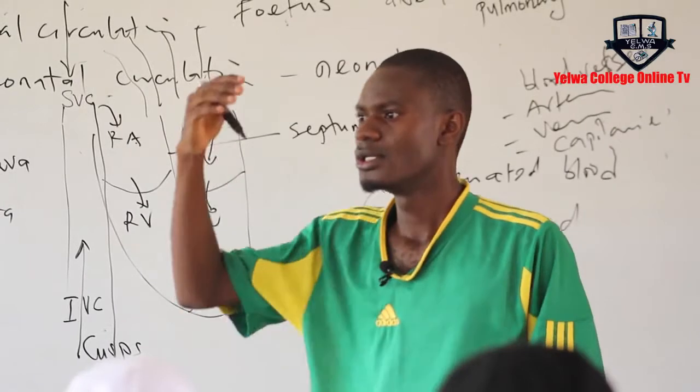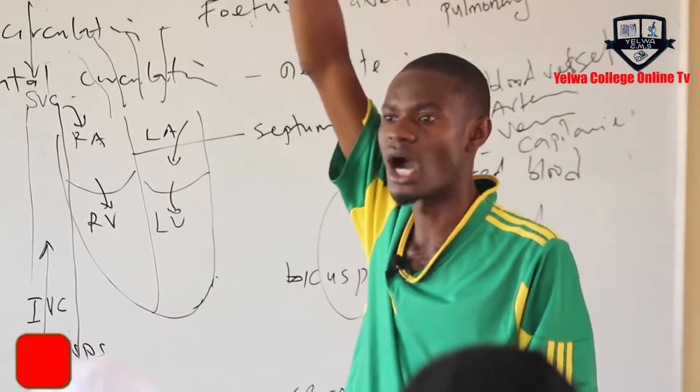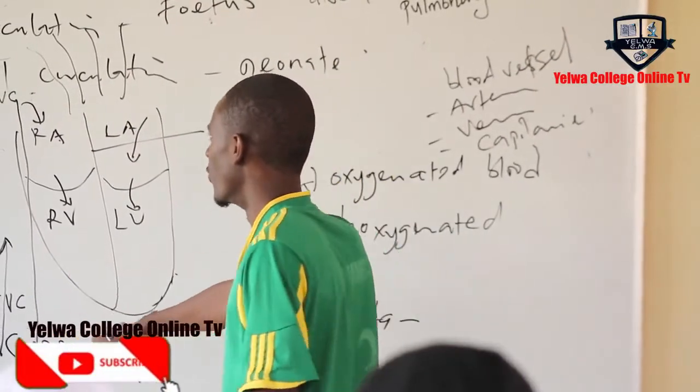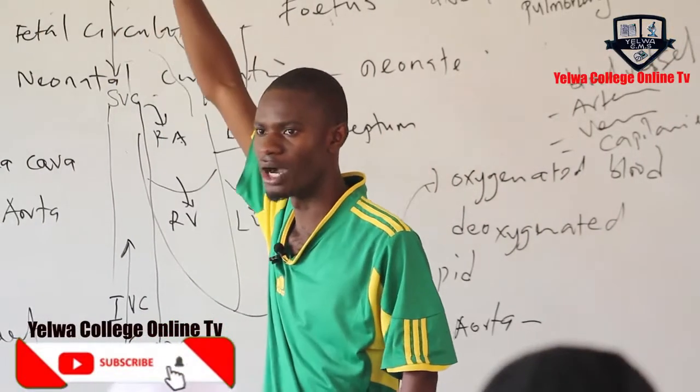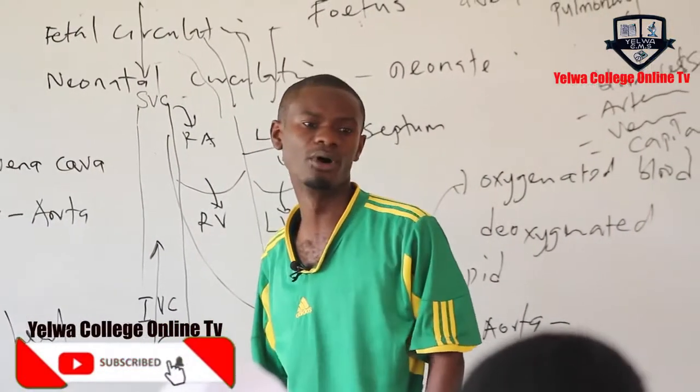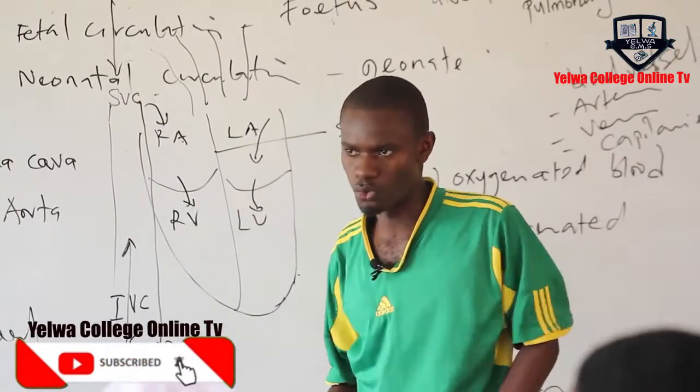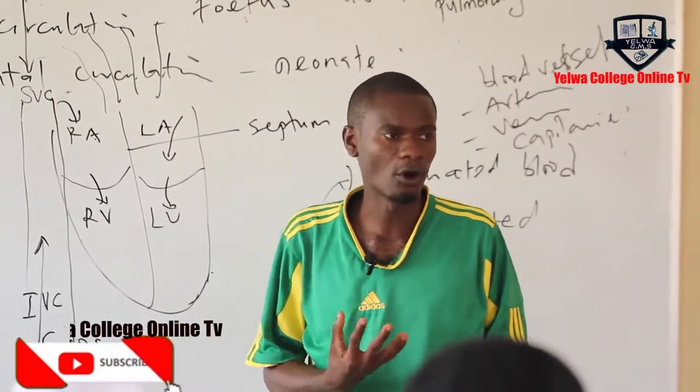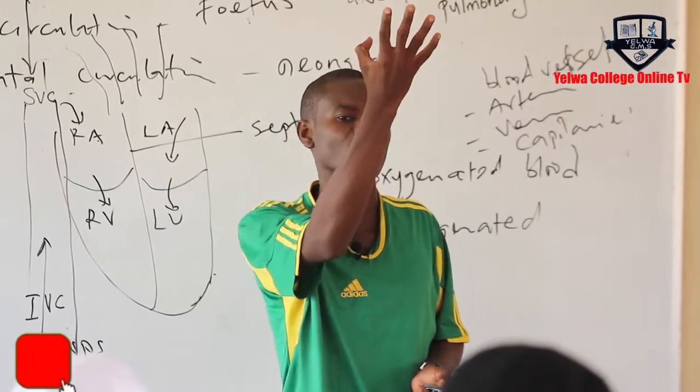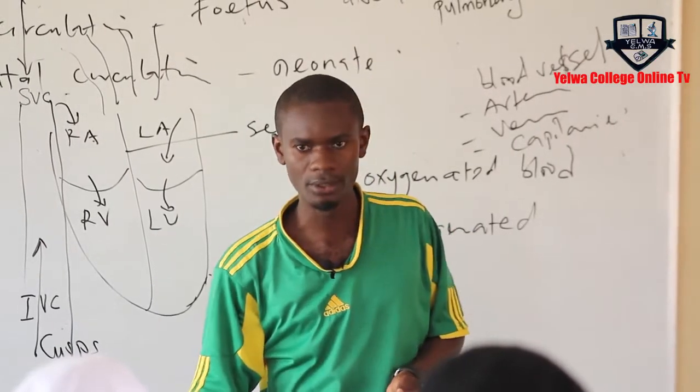The same way, the vena cava has two parts, two openings. It has superior, which means above, and inferior, which means below. This one takes all the deoxygenated blood from above. This one takes all the deoxygenated blood from below. The aorta also needs to pump blood to the upper part of the body and to the lower part of the body.